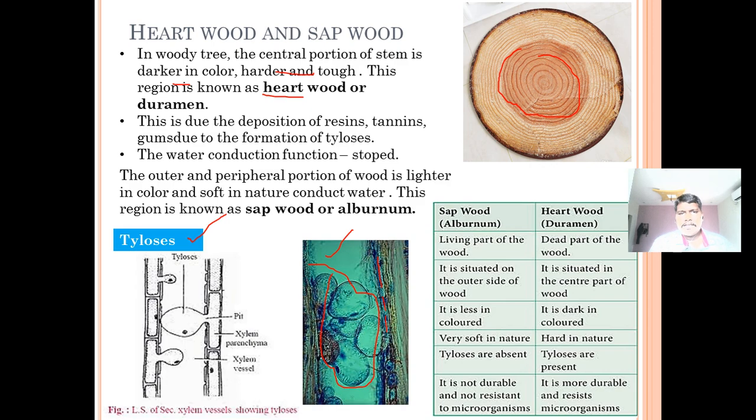Due to that blockage, the vessels will be deposited with resins, tannins and gum, and no conduction of water takes place. So water conduction is stopped, and this wood is called heartwood. Coming to the sapwood, it is conducting water. It is the living part, and the heartwood is the dead part. Here tyloses are absent. Of these two, which part is more resistant to microorganisms and the environment? The heartwood is more resistant when compared to the sapwood.